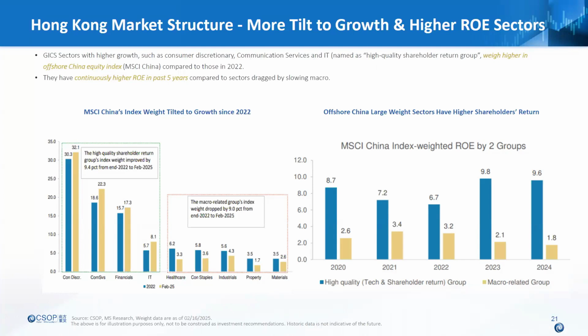But those macro-linked groups, or the traditional sectors, dropped over the same period. And more importantly, the high quality group also has had a continuously higher ROE in the past 5 years as compared to those sectors dragged down by the slowing macro.